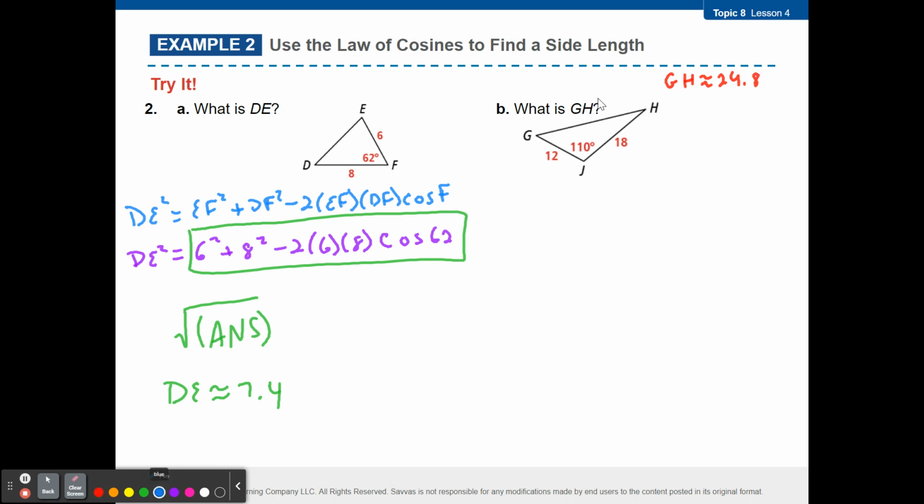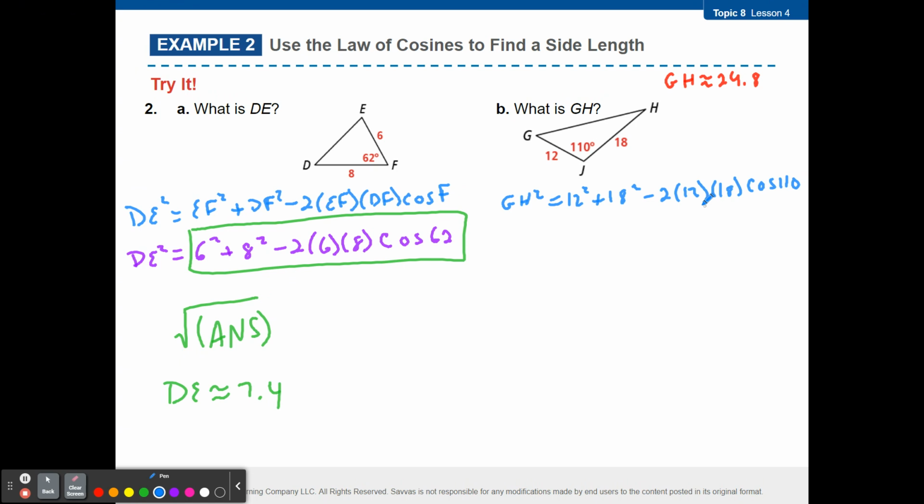So very good. If we substitute in, GH squared is equal to 12 squared plus 18 squared minus 2 times 12 times 18 times the cosine of 110. Put this in your calculator and then take the square root of whatever you get. You should get 24.8. The only way you wouldn't get 24.8 is A, you forgot parentheses, or B, you're not in degree mode.